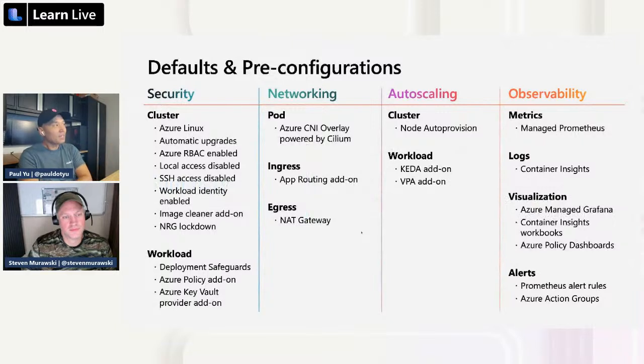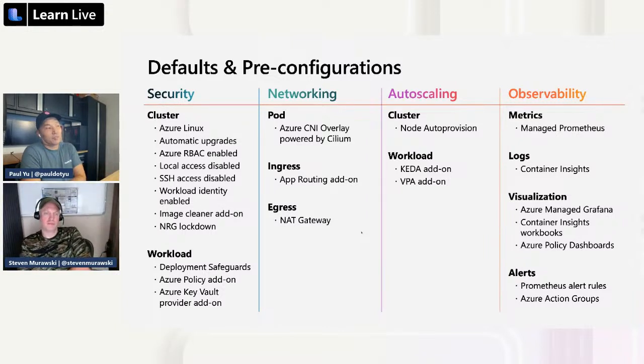So AKS Automatic is not a new product. It is a new offering, but it's more of a SKU that comes with defaults and pre-configurations. These are all the things that the AKS team is enabling for you out the gate and also managing for you on your behalf, right? These are all features that were always available on AKS. It was just up to you as the end user to pick and choose and configure all this stuff. What you're getting with AKS Automatic is all this stuff just enabled.